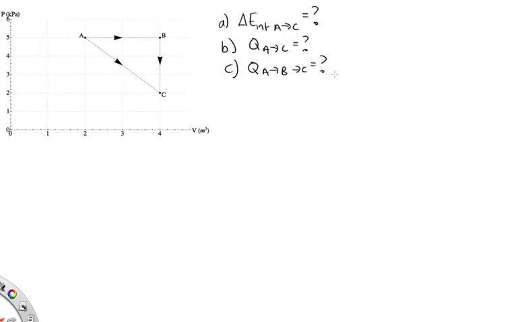Okay, so we've got our diagram here. Let's just recap what the question asked. Part A said what's the change in internal energy from A to C. Part B said how much heat is added going directly from A to C. And part C said how much heat is added if we go from A to B to C. And we're told that we have 1 mole of a diatomic gas.